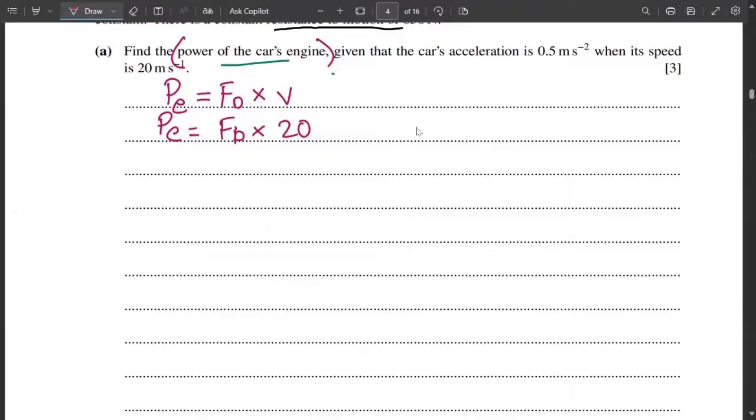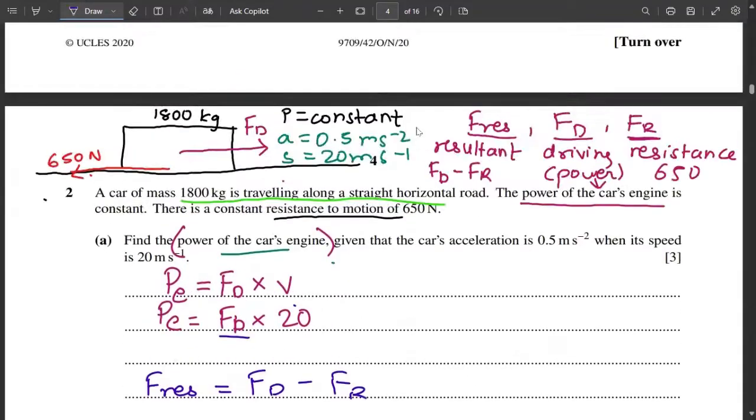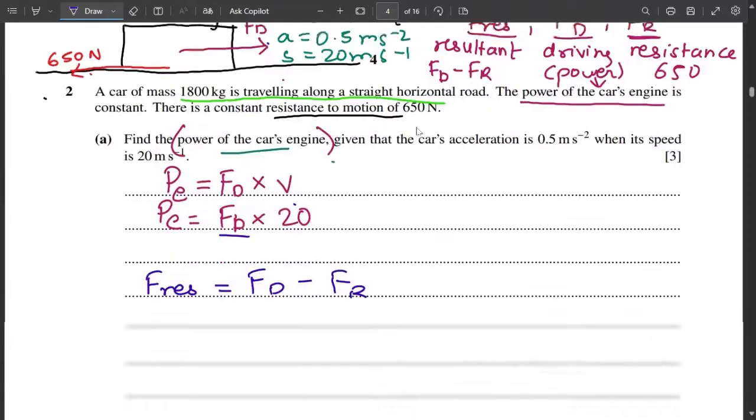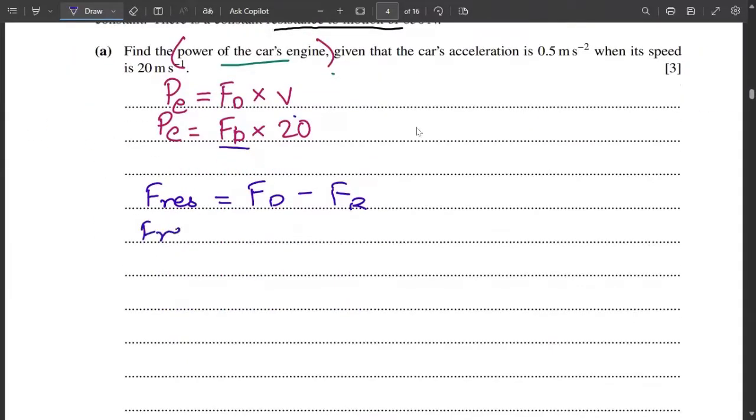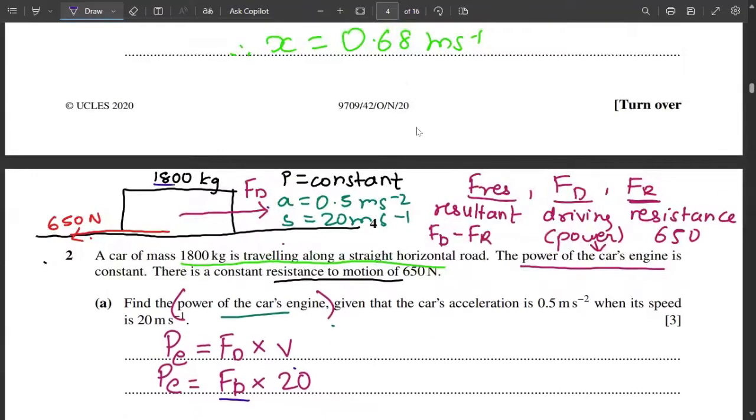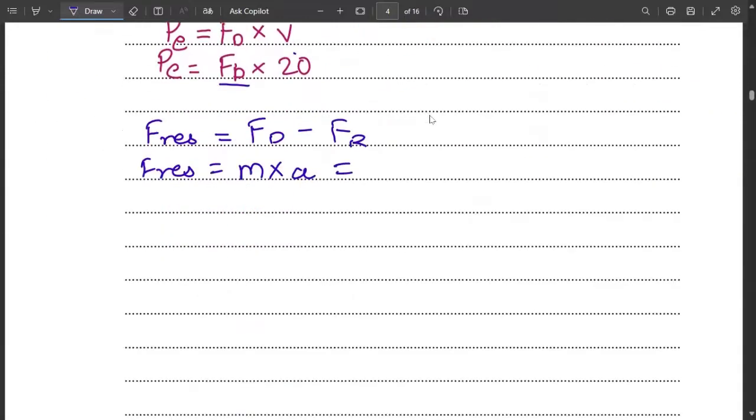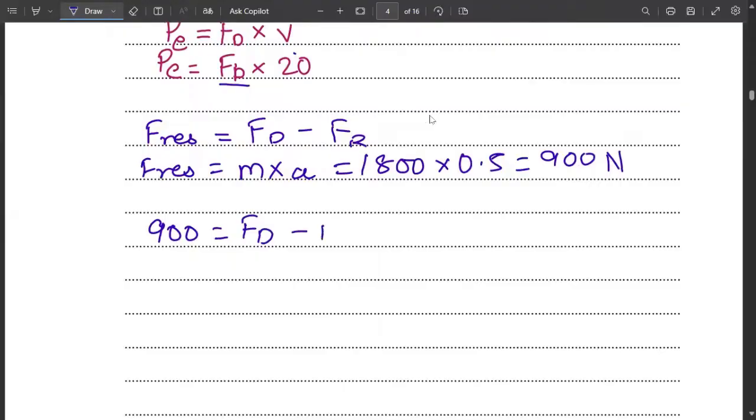Of course we can. How? In order to find FD, we'll have to go to F resultant. Resultant force will be driving force minus resistance force. We know that because the resultant will be force driving minus resistance. And what is the F resultant formula? Mass into acceleration, which will be 1800 into 0.5. So 1800 into 0.5 is 900 Newton. So 900 is equal to driving force minus resistance force.